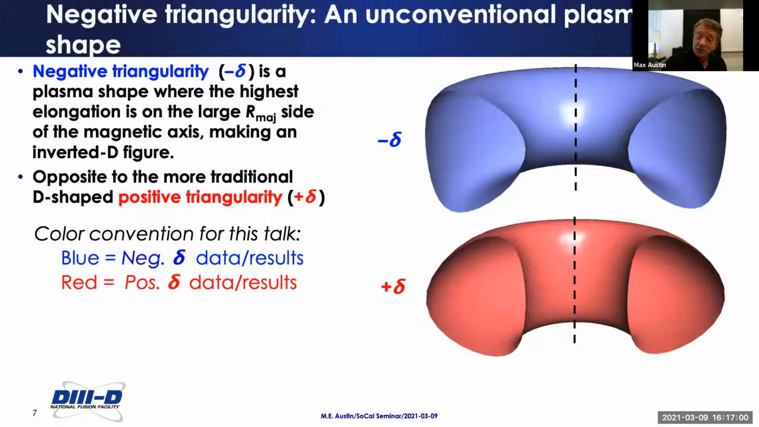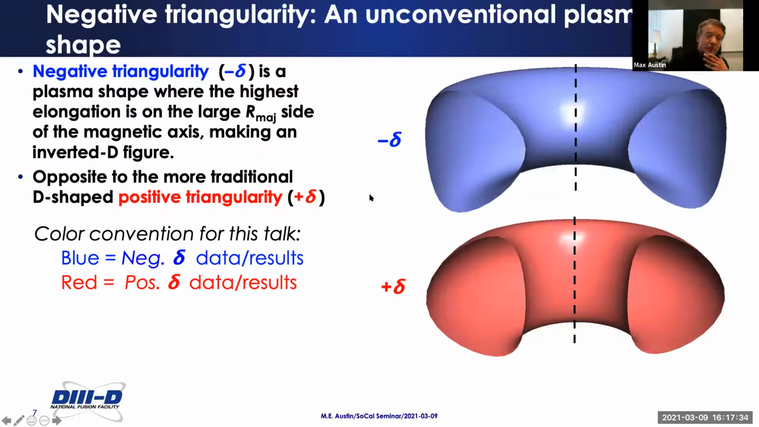Okay, so again, more introductory material for the uninitiated. Negative triangularity is a plasma shape where the elongation is on the large major radius side of the plasma, making this inverted D figure. And this is opposite to the more traditional D-shaped positive triangularity discharges that are the most common, of course, and in many variations in current fusion research.